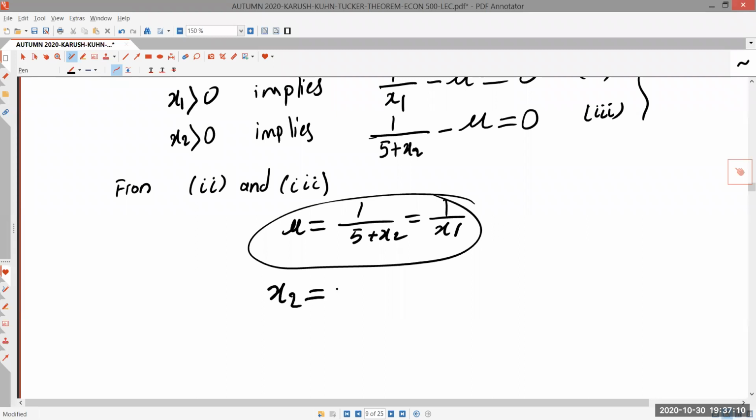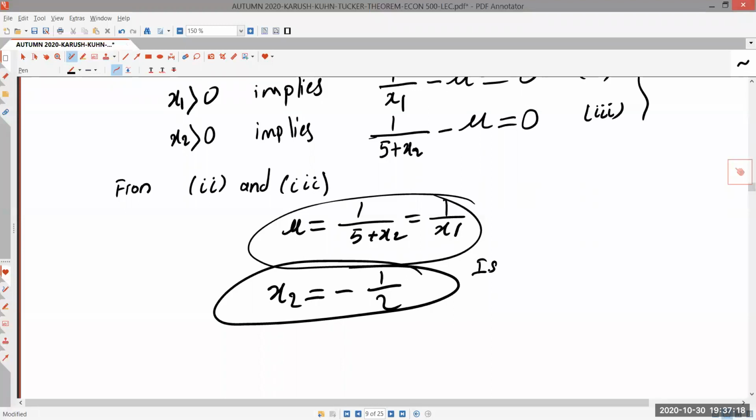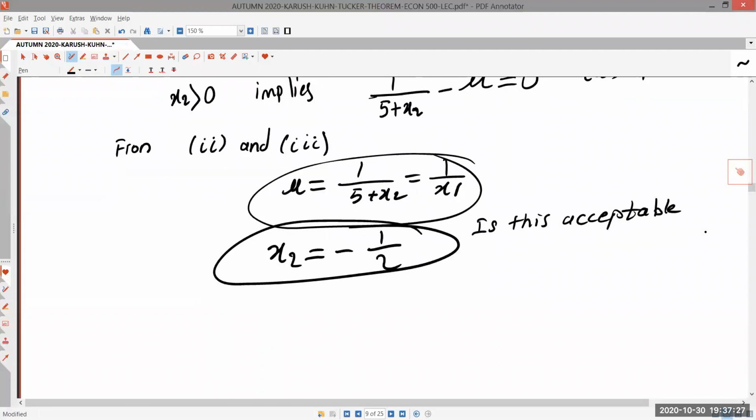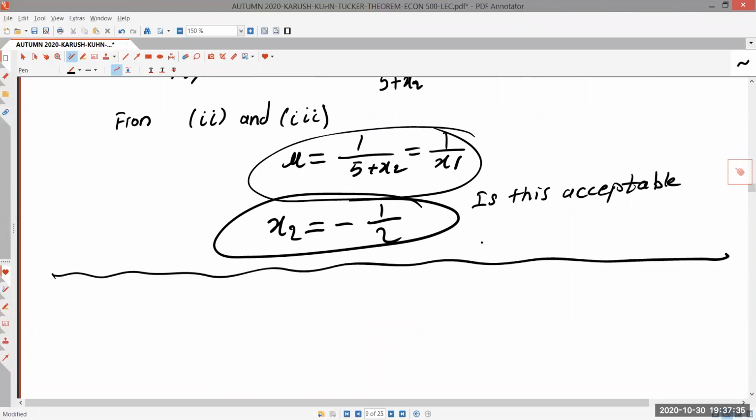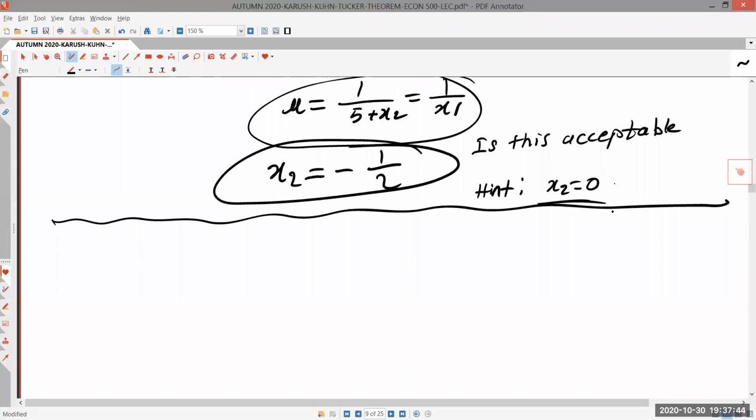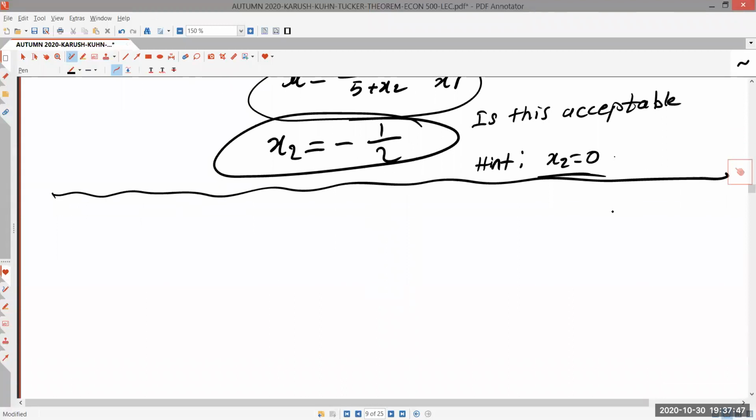You would get x2 being equal to minus 1 over 2. Is this acceptable? No. It's not, because we require that this x2 must be greater than or equal to 0. But this tells us that if that is the case, assume that. Now I take this as a hint, and the hint says to make this x2 variable equal to 0 and investigate some other equilibria, and I will call it here case 2.